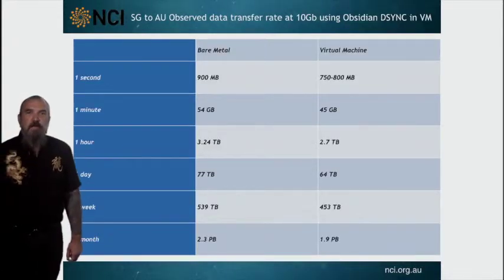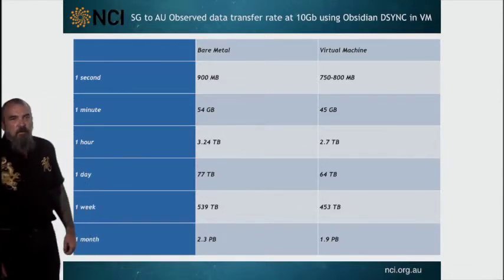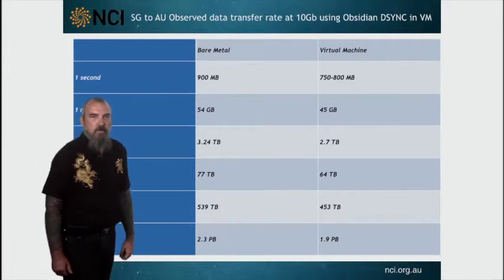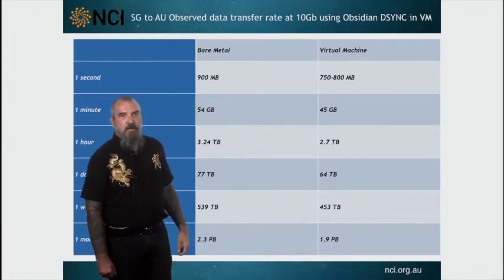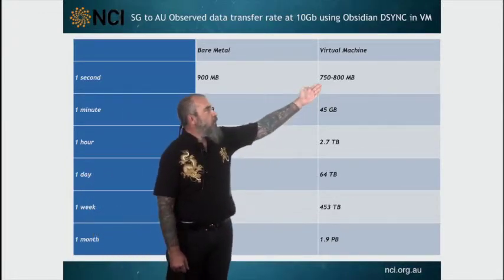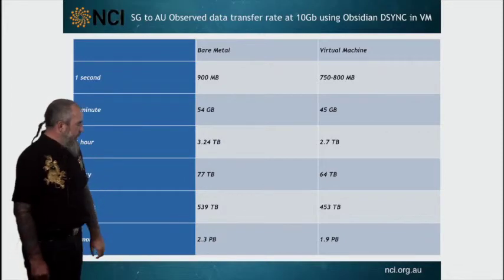Also significant is the small delta of around 10 to 15% in performance we achieved by operating in a virtual machine context. Our bare metal 900 megabyte per second transfers operated in the range of 750 to 800 megabytes per second.